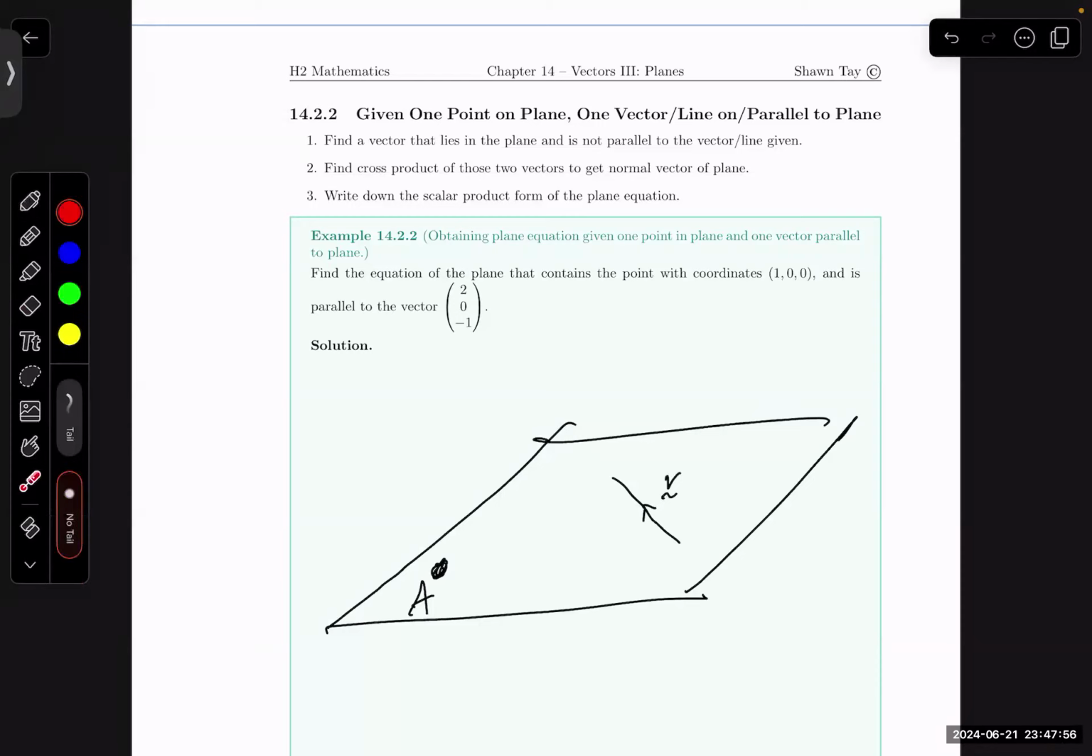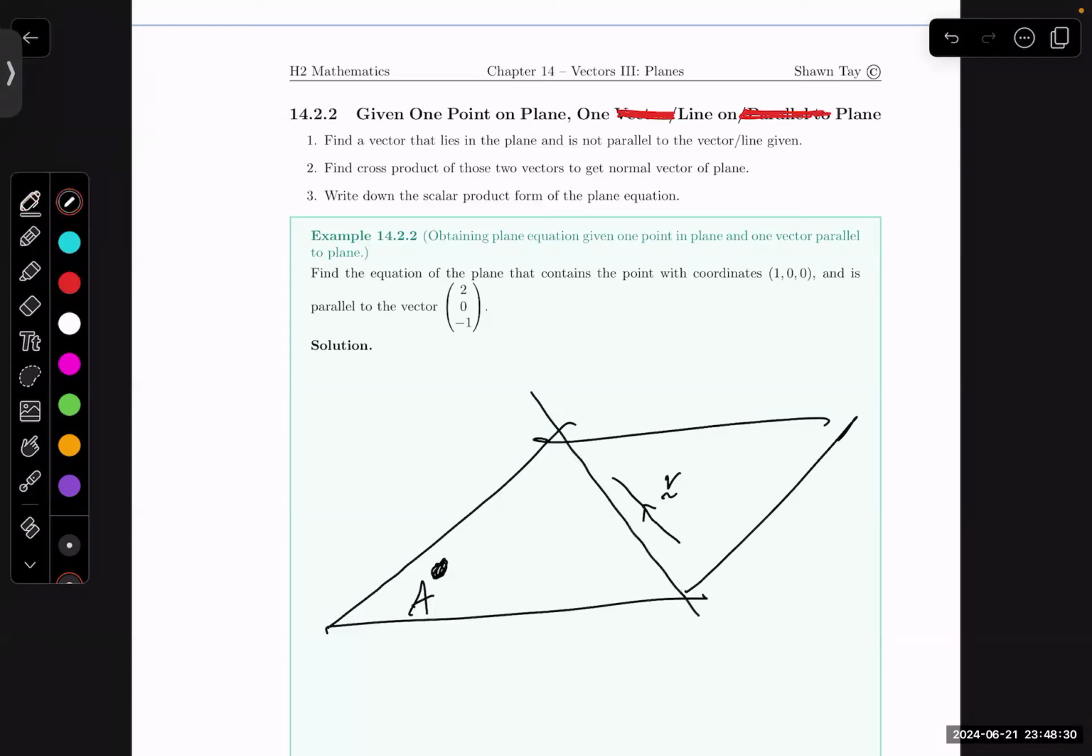Okay, so I want to find a vector that lies in a plane, but is not parallel to the vector or the line given. Okay, I think I made a mistake here. It should be: given one point on the plane and only one line on the plane, the line shouldn't be parallel. Okay, line on the plane. Okay, so why is this useful?